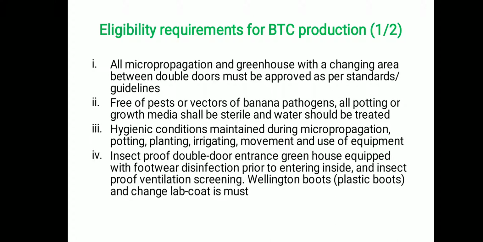All micropropagation and greenhouse facilities must have a changing area between the two-door entry, with provision of lab coats and chappals, and must be approved as per the standards and guidelines for tissue culture greenhouse facilities. The greenhouse must be free of pests and vectors carrying any pathogens, all potting or growth media shall be sterilized, and water should be treated and free of pathogens. Crop hygienic conditions must be maintained during micropropagation, potting, planting, irrigating, and the use and movement of equipment. Everything should be maintained in good hygiene.